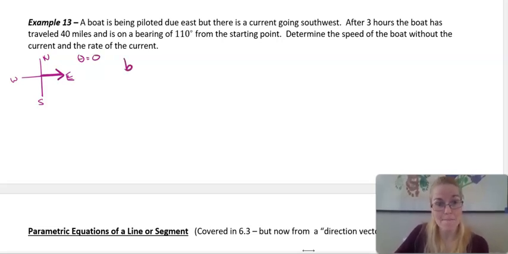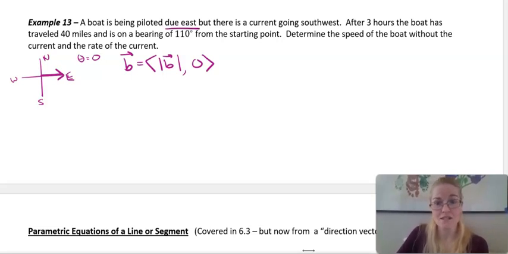So if I let my boat B, the velocity of my boat B is going to be purely in the positive x direction. It's the magnitude of however fast it's going, comma, 0. Because cosine of 0 is 1, so the magnitude of b times 1 is the magnitude of b. Sine of 0 is 0, so the magnitude of b times 0 is just 0. So there's my boat going due east.